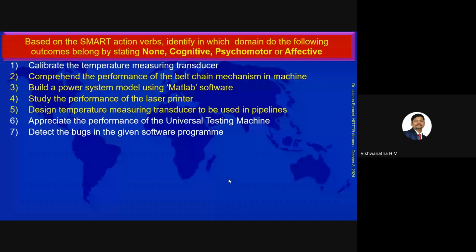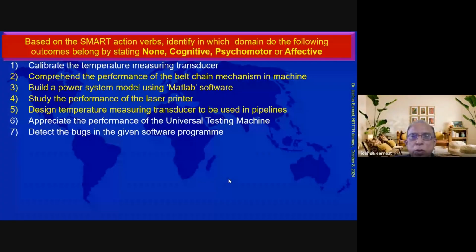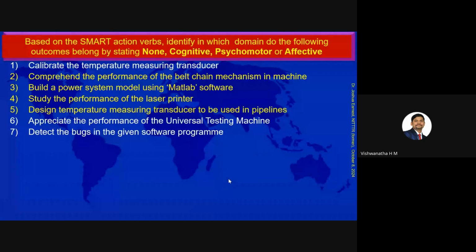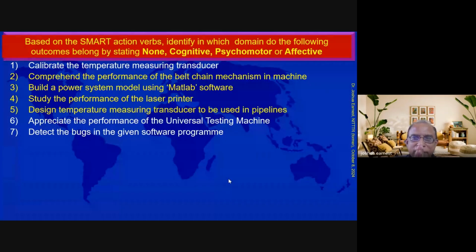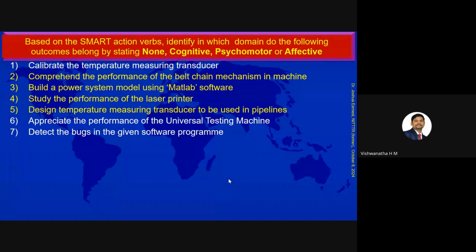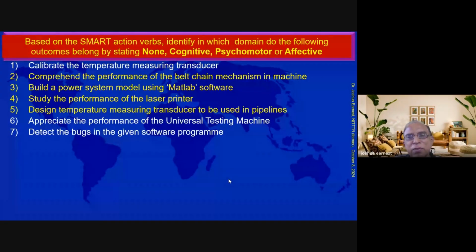But suppose I give the codes of the software program on pen and paper, and purposefully take out one line. That is also detecting the bug, no? So it depends where you give it. If you're giving this on pen and paper, it is cognitive domain. If he's doing it on the computer screen, it is psychomotor domain. So that overlap can be there.